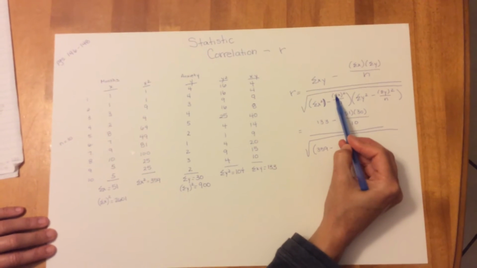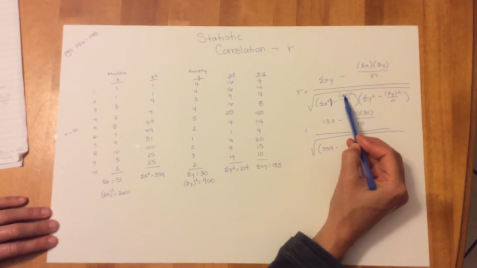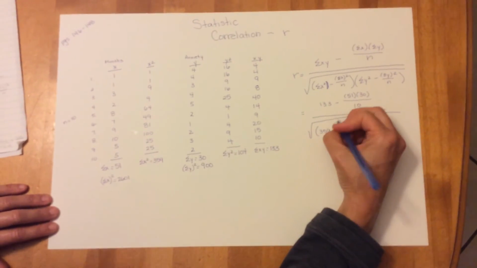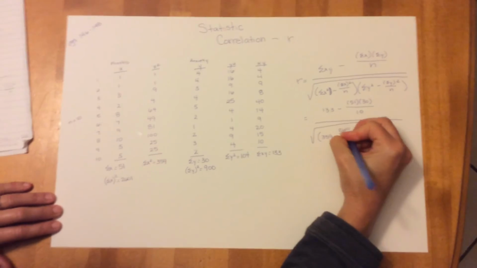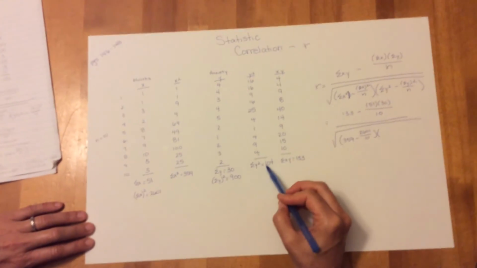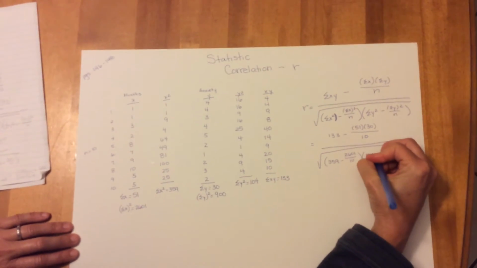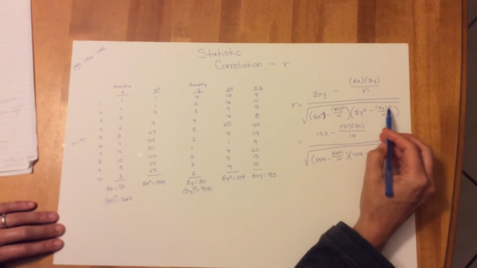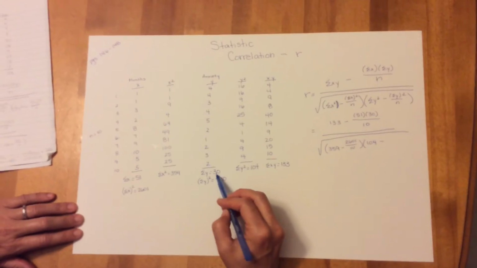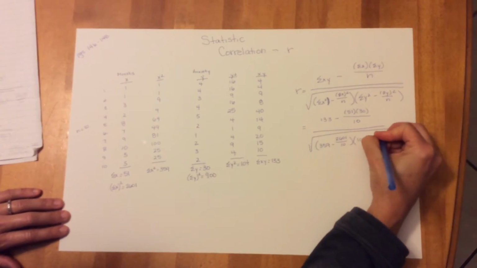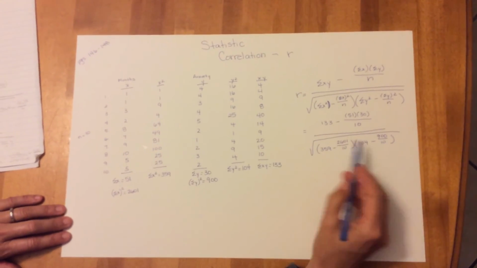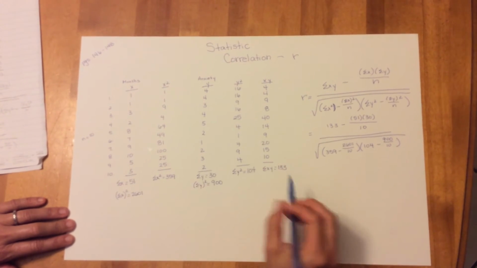minus, now we've got sum of x in parentheses, so we summed the x's first and then squared that value. So that's 2601 over 10 times sum of y squared, which is right over here, 104, minus sum of y, where we summed them all first, then squared that value, is going to be 900, over, again, n is 10. So we just plug in the numbers we've already computed from over here.